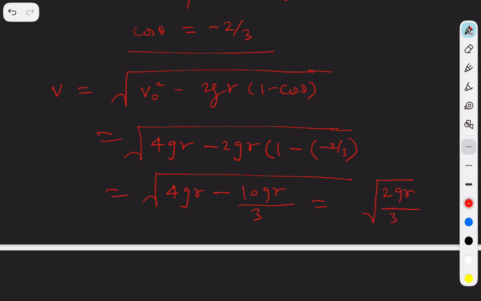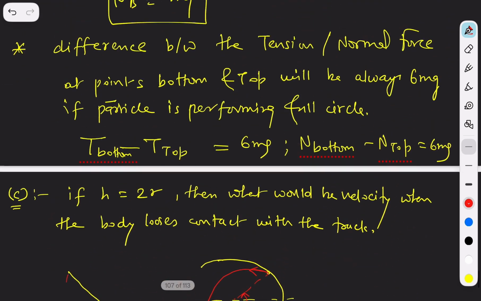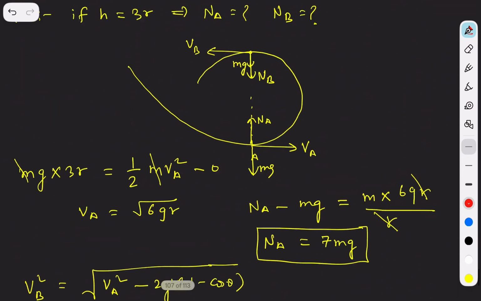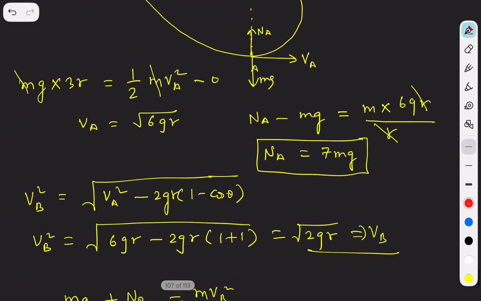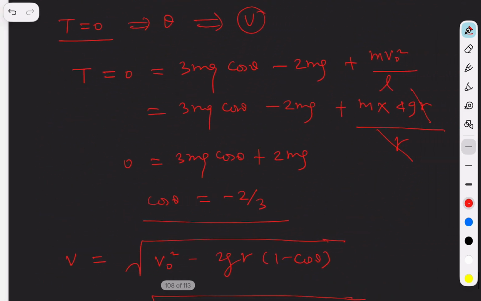Okay, so you can see it's a good problem guys, a lot of concepts have been covered in this problem. So if you want, you can visit it again. Okay, you can see this. It's a good problem.